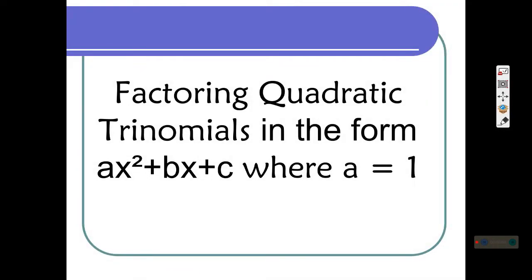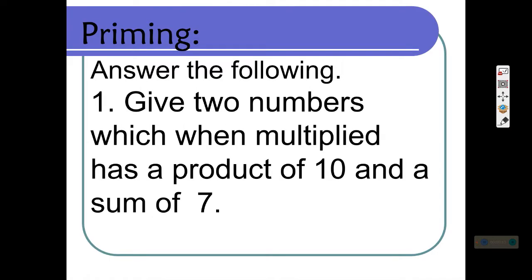This video is all about factoring quadratic trinomials in the form ax squared plus bx plus c, where a is equal to 1. For our priming activity, let us answer the following. Number 1. Give two numbers which, when multiplied, has a product of 10 and a sum of 7.